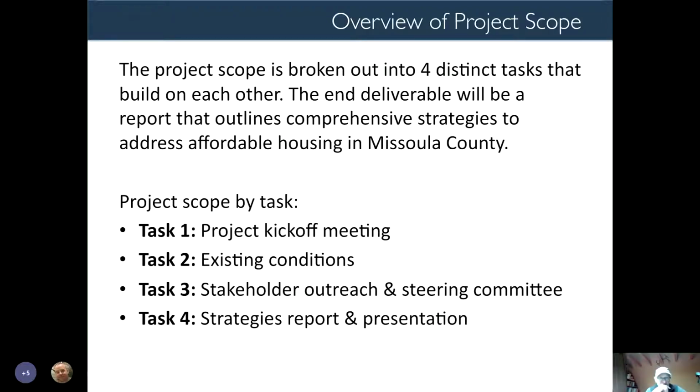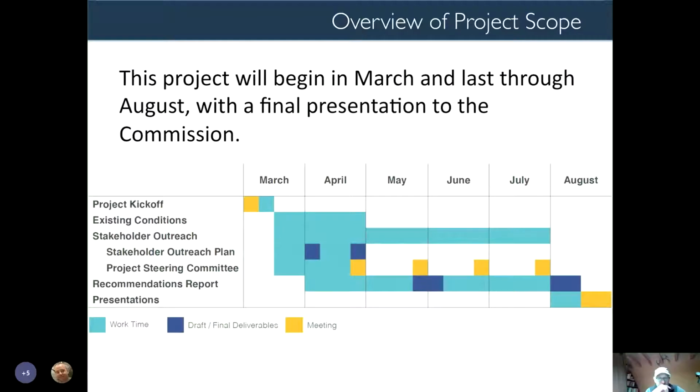If we could advance to the next slide, Lorelei. But overall, this project is slated to last from March to June, which is a pretty short time period in developing the strategies that we're going to deliver to you at the end of August in a presentation, as well as developing the steering committee and going to the steering committee for input and feedback. But yeah, that is the pretty general scope of the project, which will be a pretty fast timeline for us.